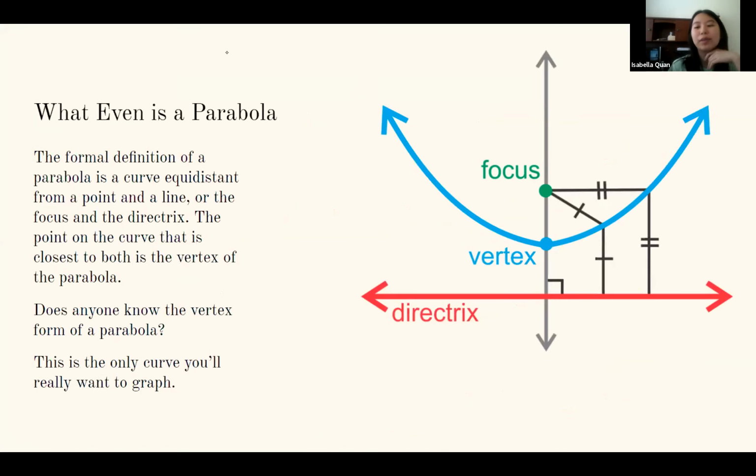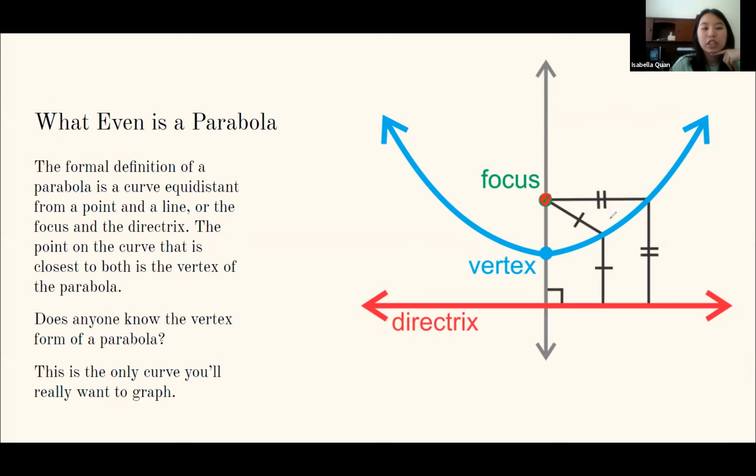What is a parabola? So you might have seen a parabola in algebra 1. The formal definition of a parabola is a curve that is equidistant from a point and a line, the focus and the directrix. The point on the curve that is closest to both, which is what happens when you draw a perpendicular line from the focus to the directrix, that's going to be the vertex, the midpoint.